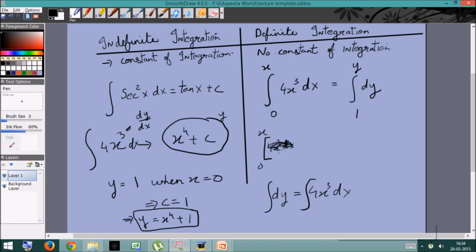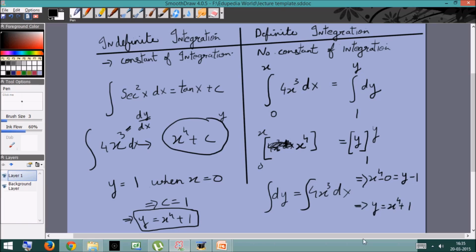x to the power 4, which is the integral of 4x cubed dx, is equal to the integral of dy, from 1 to y. And now we put in the limits and subtract. So x to the power 4 between 0 and x will be x to the power 4 minus 0, which is equal to y between 1 and y, which will be y minus 1. And from this we get y is equal to x to the power 4 plus 1.